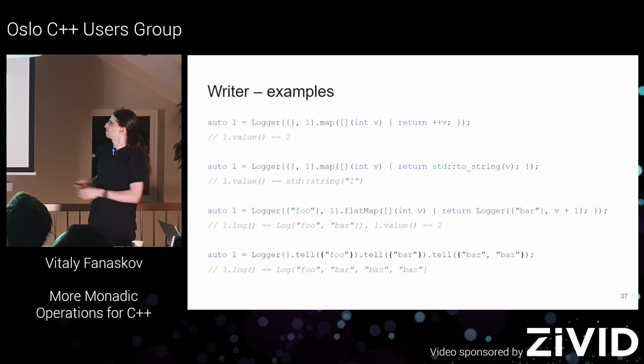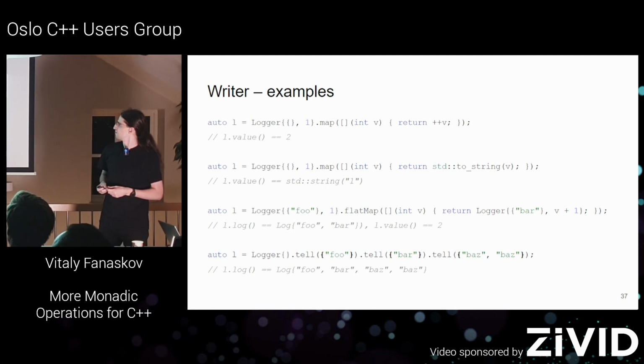Say we have a logger of an empty log and one value, and then we want to transform the value inside. We use a map function, and the value will be 2. Now we want to transform it to say something else, to string. We can map it to string easily, so that will be std::string now.